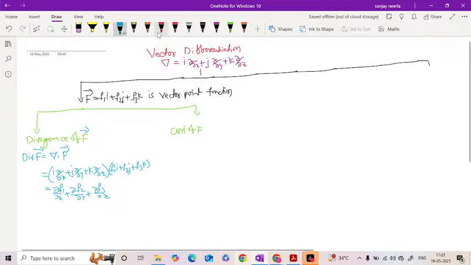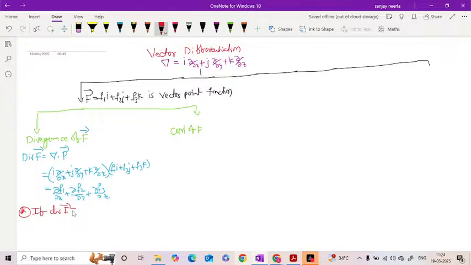And moreover, if the divergence of the vector f is 0, what do we call this vector? It is called a solenoidal vector. Solenoidal vector. Okay, so this is related to the divergence of a vector field.